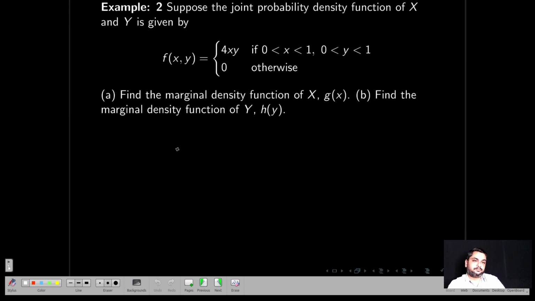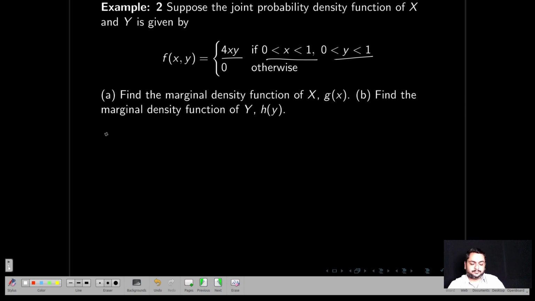Similarly for the PDF, it is a continuous function. So x and y are here continuous random variables, and the joint PDF is given as 4xy, and the intervals are 0 to 1 and 0 to 1 respectively for x and y. Find the marginal density of x, g of x. Find the marginal density function of y, h of y. You will get a single function, right? Because this is not a summation. There we get f of 0 plus f of 1 like that, but here it is a single function.